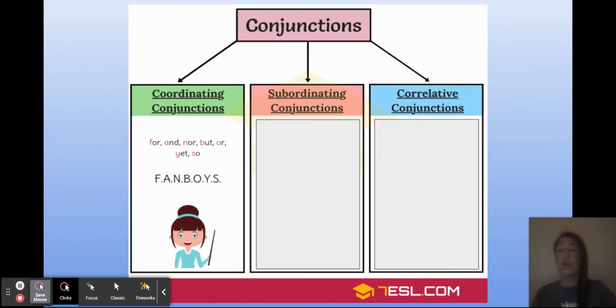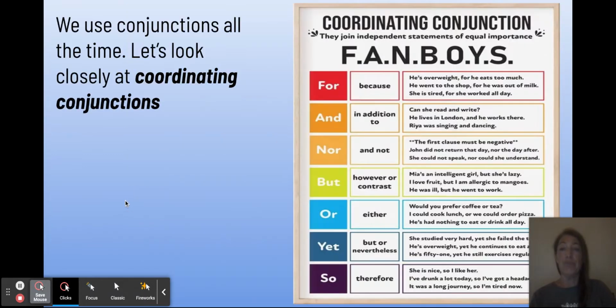So if you can't remember what the 7 are, just write down the word FANBOYS with a little dot after each letter and capitalize each one, because that's what tells you it's not a word, it's an acronym. And you might remember that the F stands for "for" and the Y stands for "yet." Hopefully that will help you.